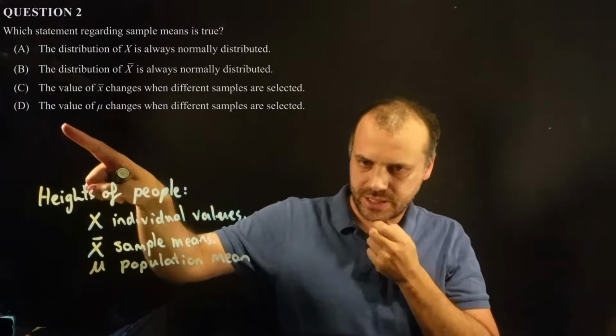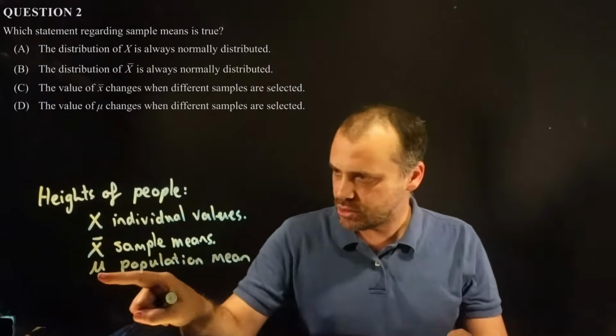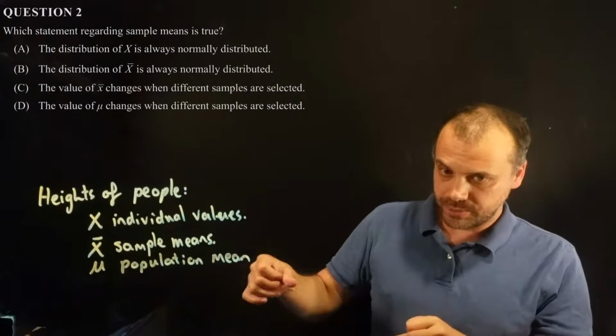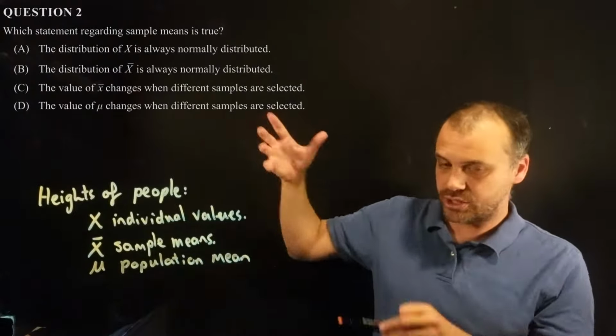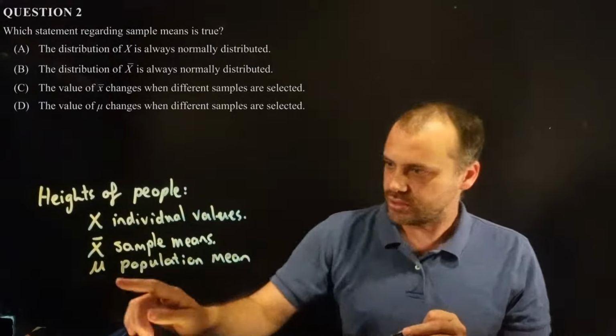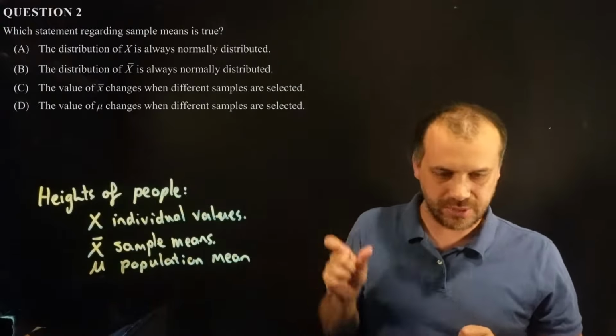Jumping down to part D, the value of mu changes when different samples are selected. Now, mu is the population mean. And just because you choose 10 people, it does not mean that you've changed the average of the heights of all of those people. So, the population mean does not change depending on which samples you take.